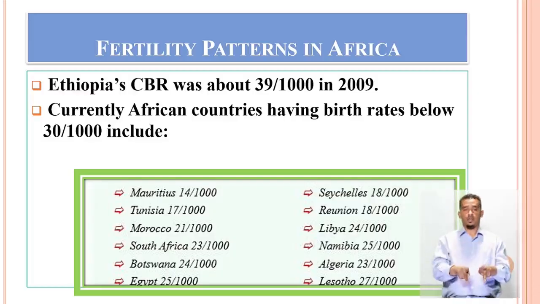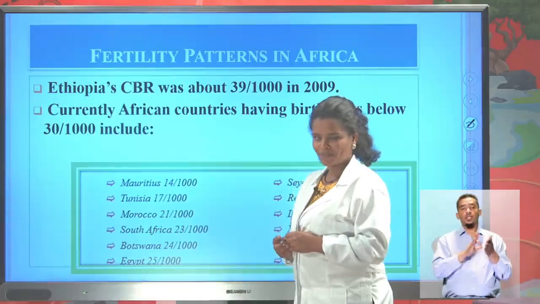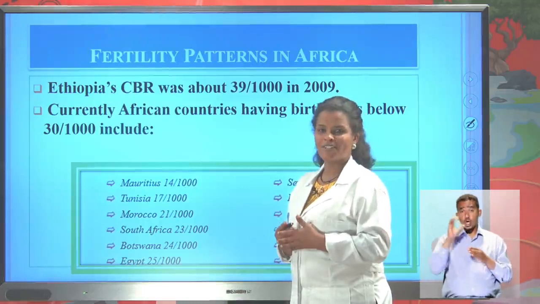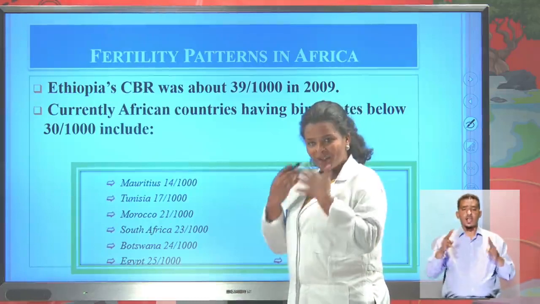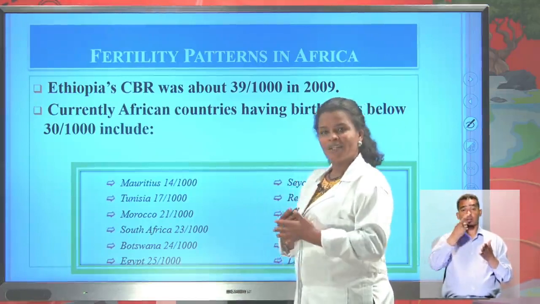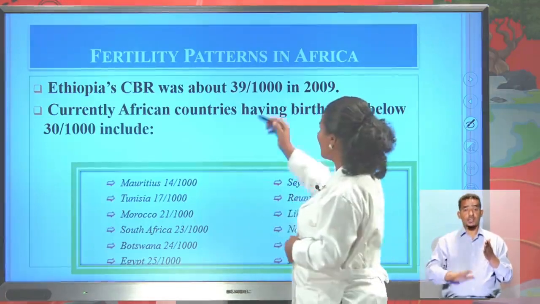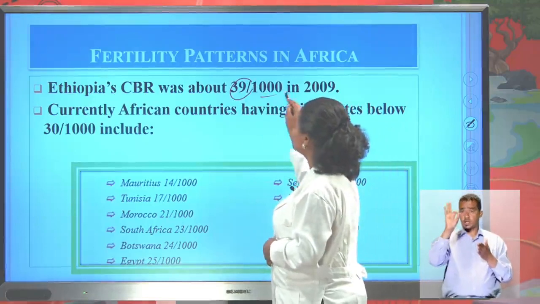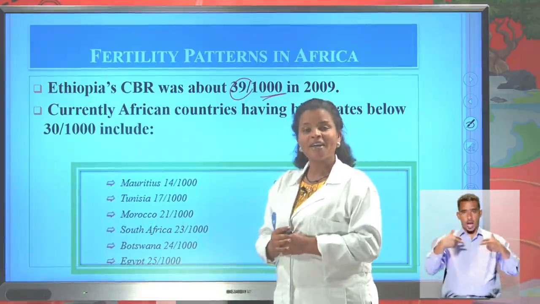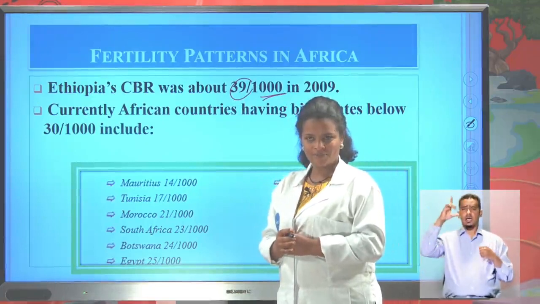Let us see the fertility rate of Ethiopia. In Ethiopia, the crude birth rate is very high. According to the 2009 data sheet, the crude birth rate of Ethiopia is 39 per 1,000. It shows Ethiopia has a high fertility rate.